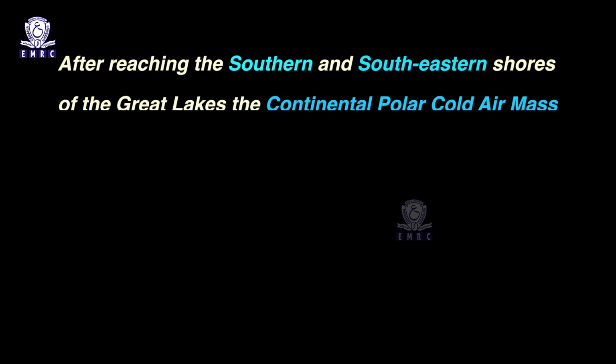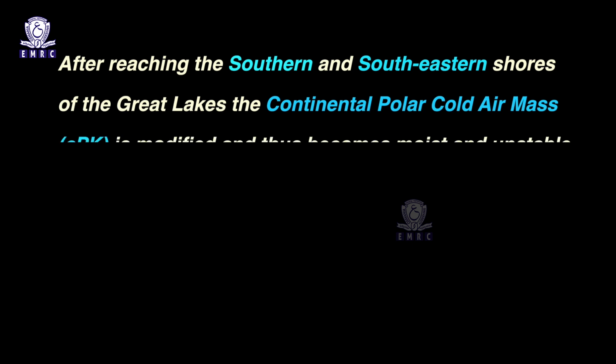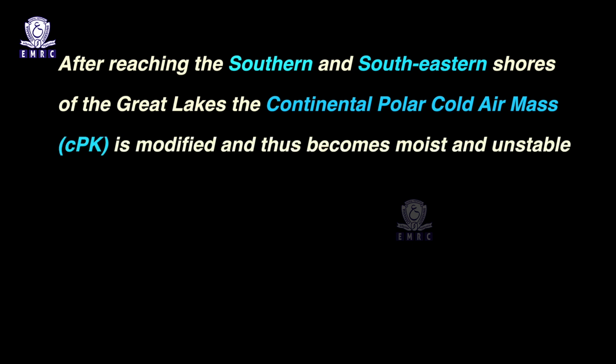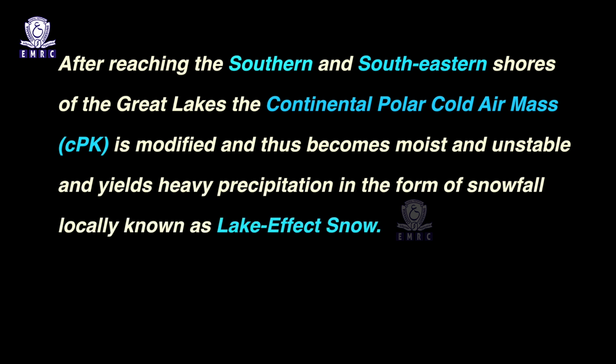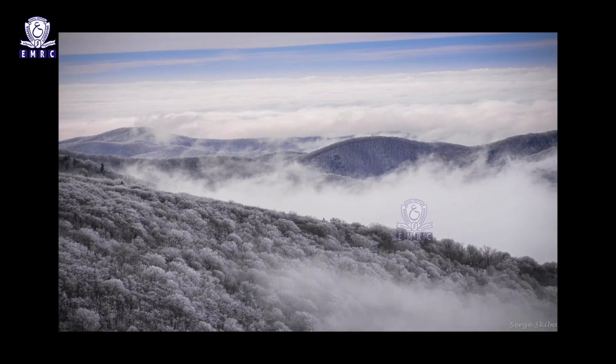After reaching the southern and southeastern shores of the Great Lakes, the continental polar cold air mass is modified and thus becomes moist and unstable and yields heavy precipitation in the form of snowfall, locally known as the lake effect snow. The modified air mass, when it moves eastward, is forced to move upward along the Appalachians and becomes unstable. Clouds are formed and the western slopes of the Appalachian Mountains receive heavy snowfall.